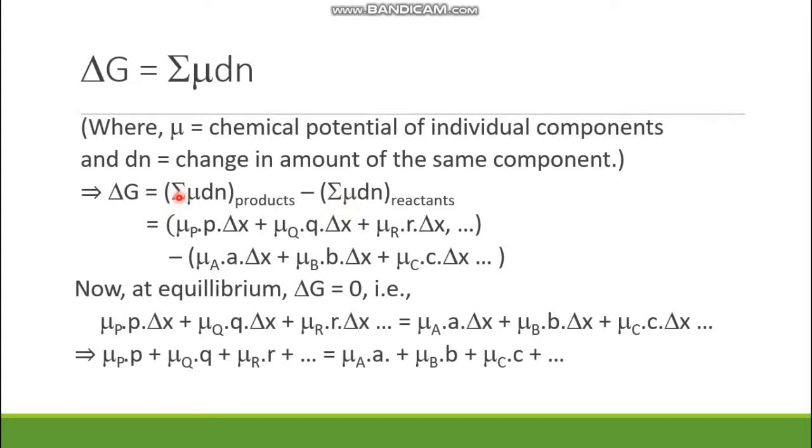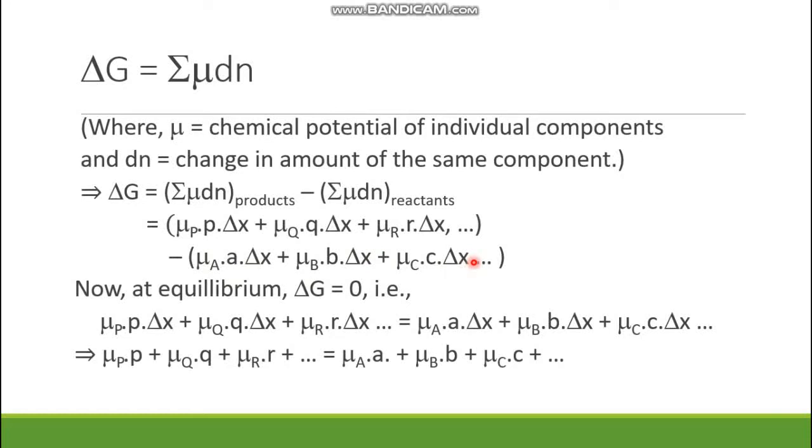Now let us put the respective values. For the products, instead of mu we shall write mu p, and instead of dn we shall write p into delta x. Similarly for q we write mu q into small q into delta x, and so on. Similarly for the reactants we can write chemical potential of A into number of moles of A into delta x, isn't it? And for B, mu B small b into delta x, and so on.